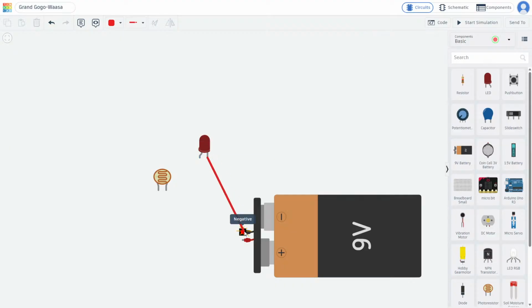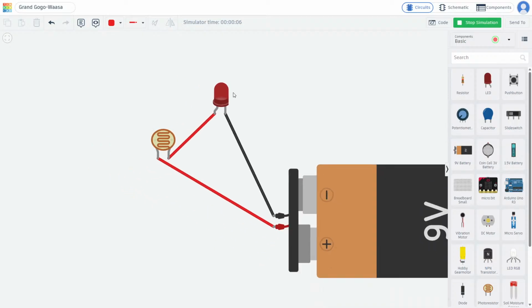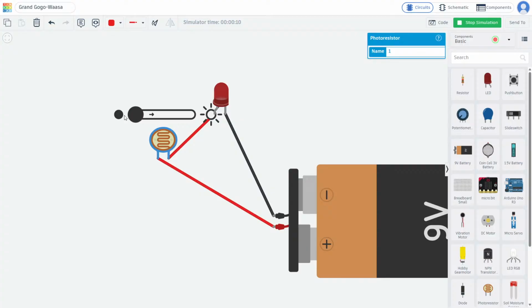You know that cathode should be wired to the negative. So let me change this one to black, and again I will change this one to red, and here I will wire the anode through the LDR like this. Alright, so let's start the simulation. You can see that the LED is faintly glowing, right? Because the amount of light is low.